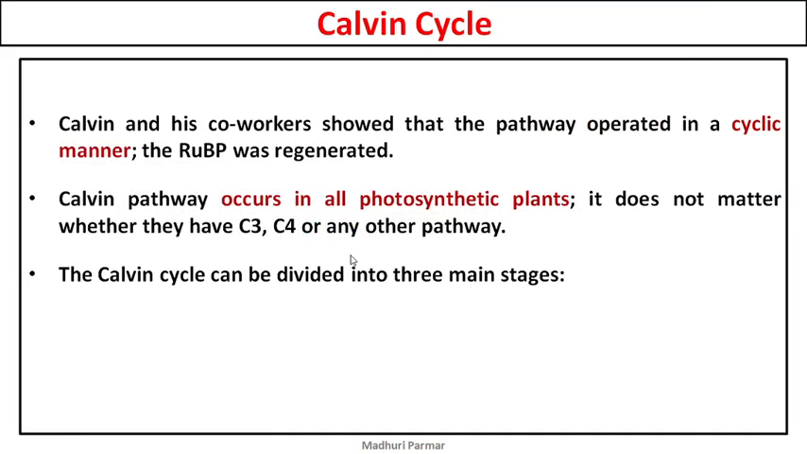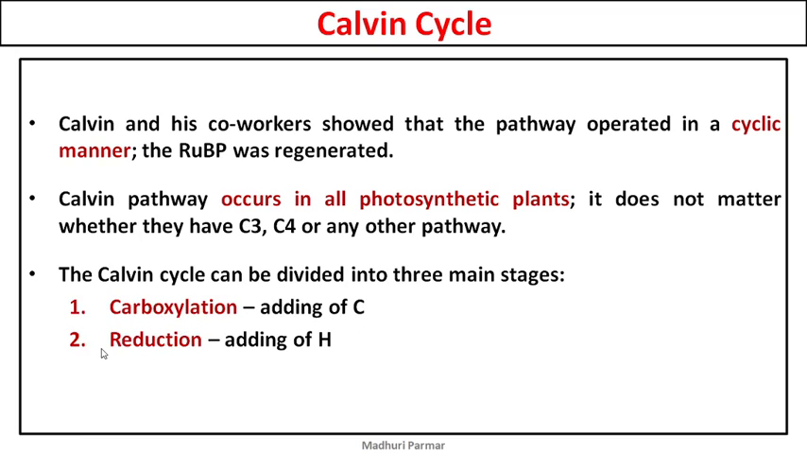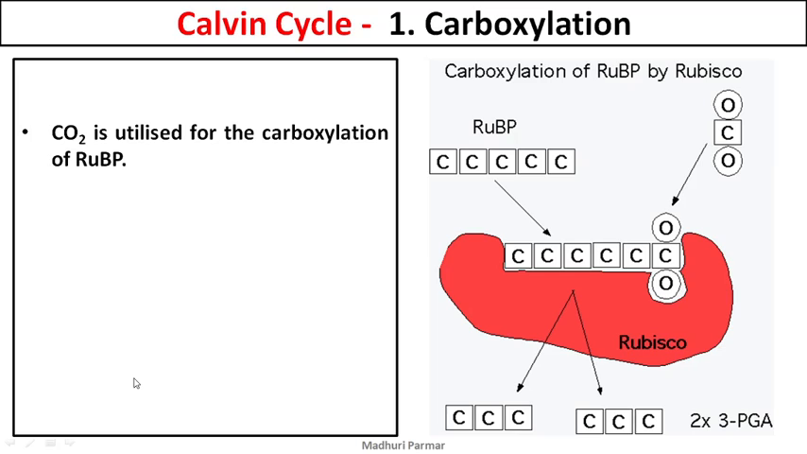Fine. Now let us discuss the whole cycle which Calvin and his co-workers found out. It occurs in 3 main stages. The first stage is called carboxylation, which is addition of carbon. The second stage is called reduction, which is addition of hydrogen. First you have carbon dioxide which gets added, then that carbon dioxide should be reduced, right? And the third part is regeneration of RuBP. Clear? Carboxylation, reduction and regeneration.